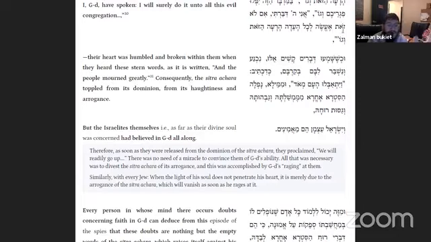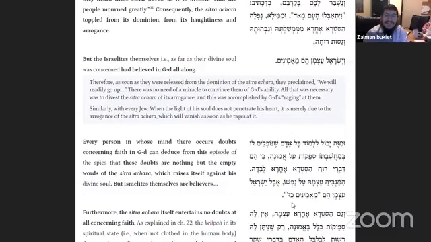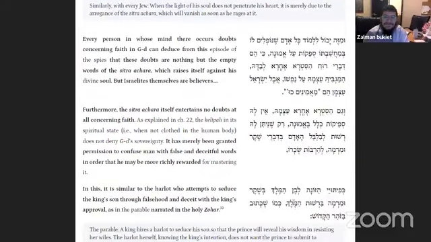Similarly, with every Jew, when the light of his soul does not penetrate his heart, it is merely due to the arrogance of the Sitra Achra, which will vanish as soon as he rages at it. As soon as we tell it to go fly a kite, the Sitra Achra, all of a sudden Kedusha will shine forth.